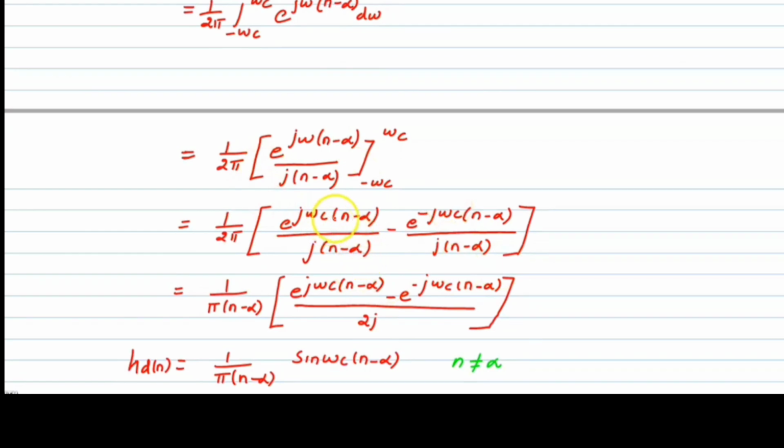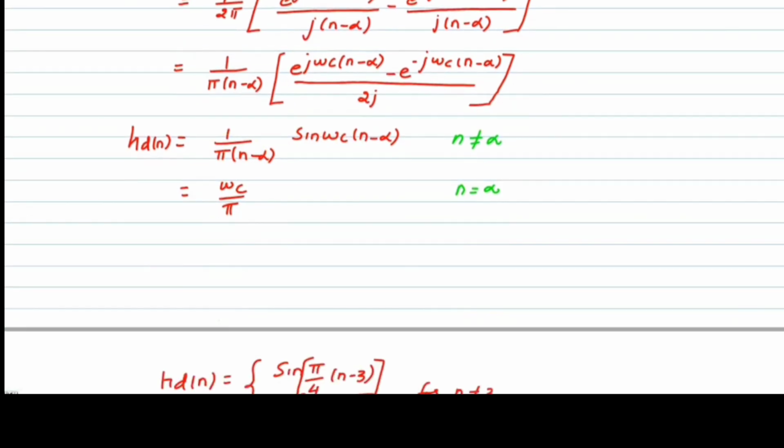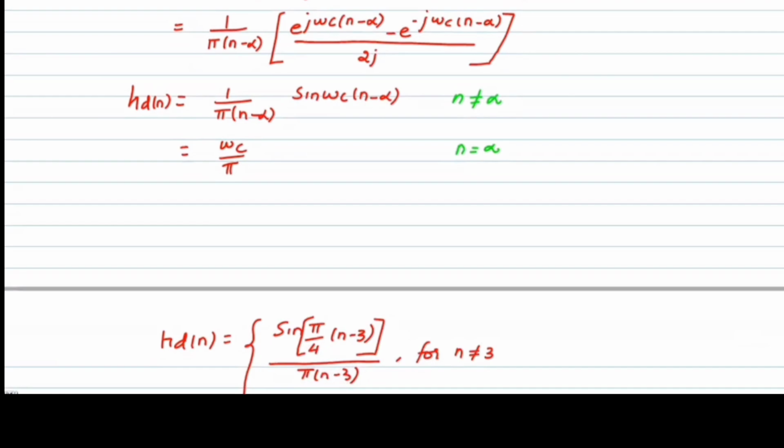So in this one, you can take n minus alpha and the pi as common. And if you bring the 2 and j to the inside the braces, you will get HT of n is equal to 1 divided by pi into n minus alpha into sine omega c n minus alpha. So if I substitute n is equal to alpha, this becomes 0. So it should not become 0. So you will get the answer as omega c divided by pi when n is equal to alpha.